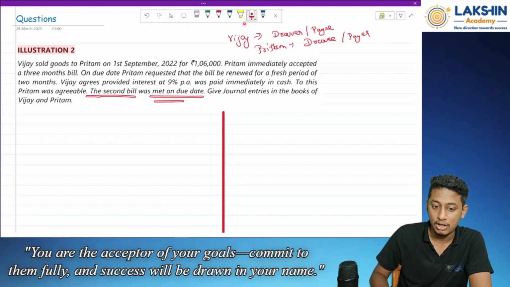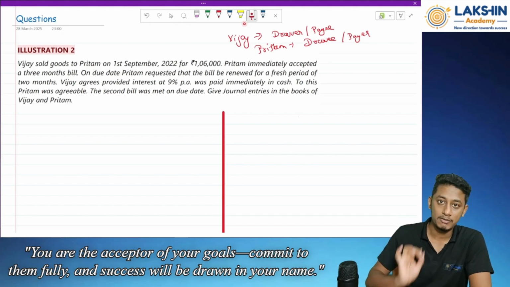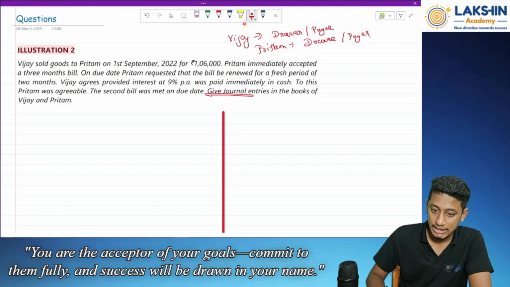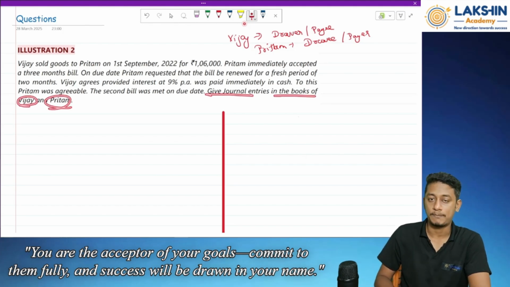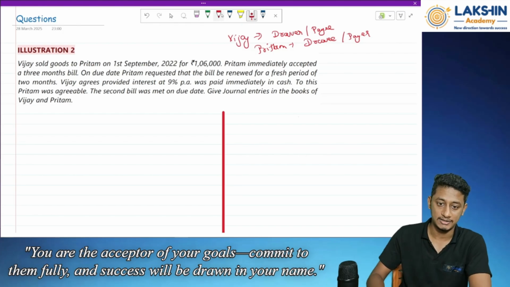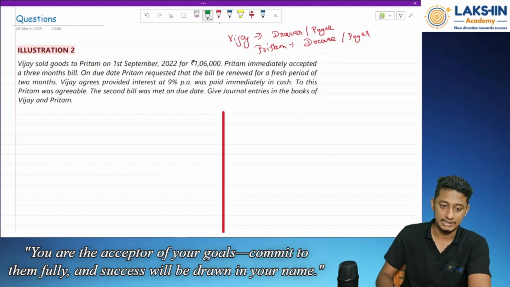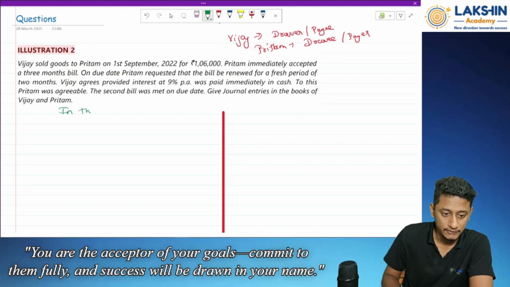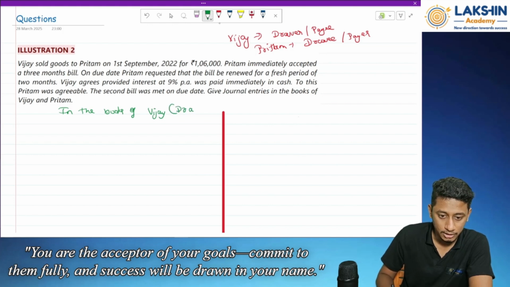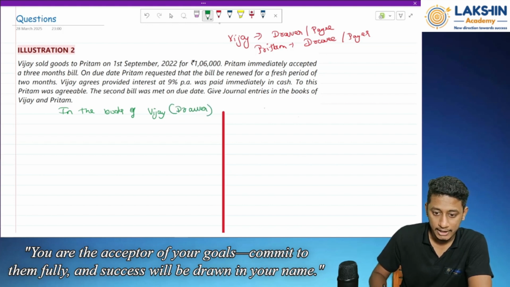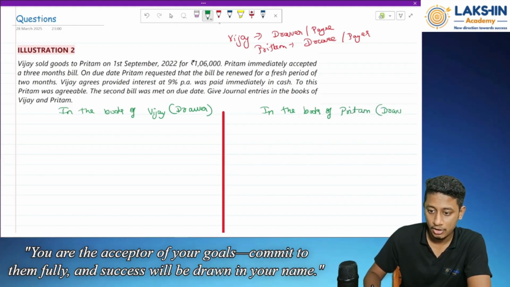The second bill was met on the due date. So on the due date, the second bill was met or honored. Give the journal entries in the books of Vijay and Pritham. Now we know what has happened in the case, so let us start the journal entries. I will pass the entries simultaneously. This will be in the books of Vijay, who is my drawer, and in the books of Pritham, who is my drawee.